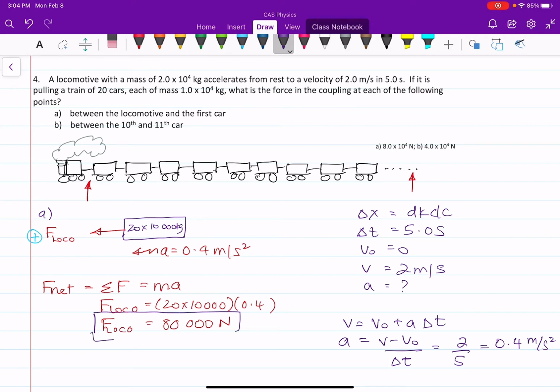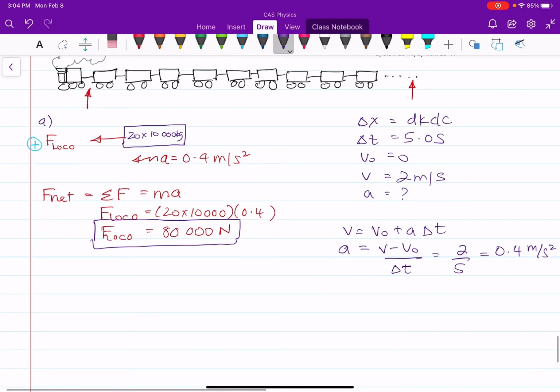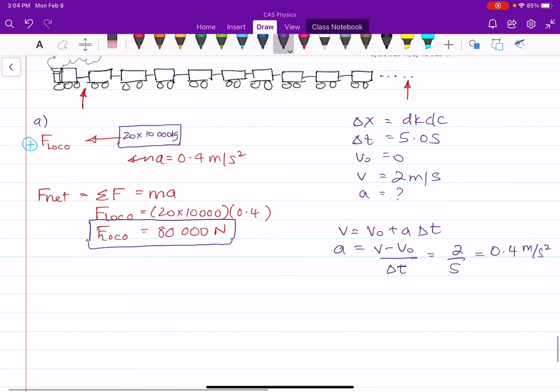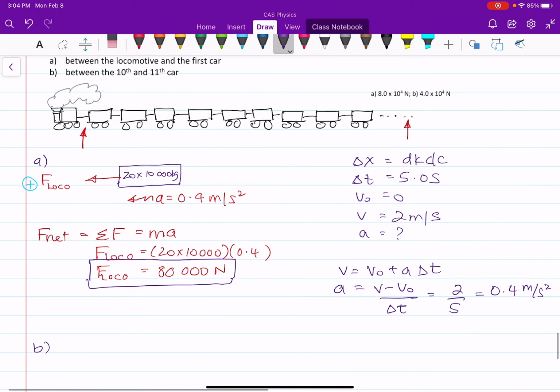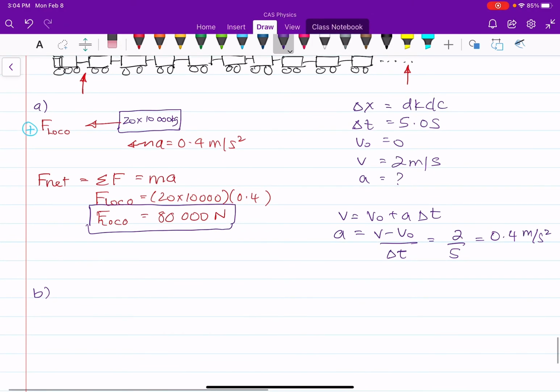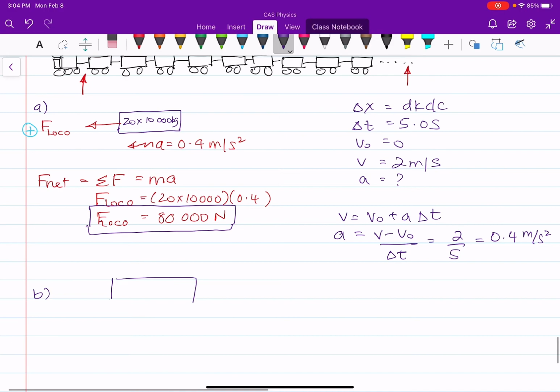Okay, so then you can see that it's quite straightforward now when we have the same acceleration we're dealing with. If we're going to find out the force between the 10th and the 11th car, what that means is we're going to group, but there's only going to be 10 cars in here, right? So it's 10 times 10,000 kilograms. And then the force is a coupling force, the force of coupling. And it's going to only be pulling that. But now we know the acceleration. It's 0.4 meters per second squared.